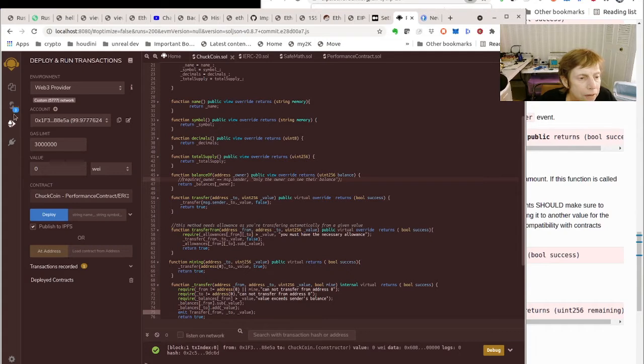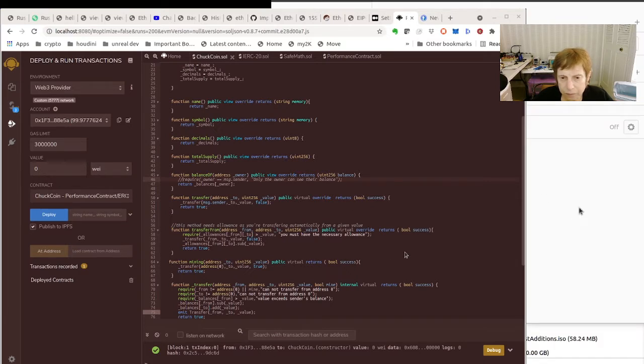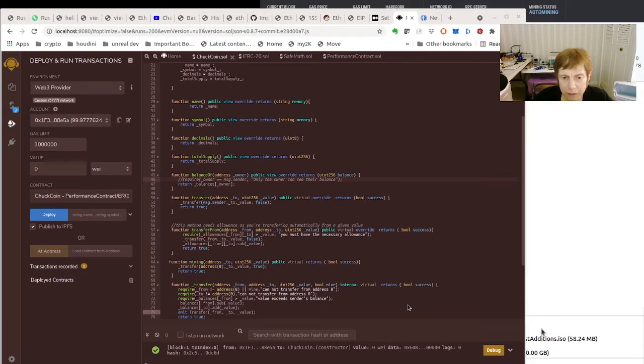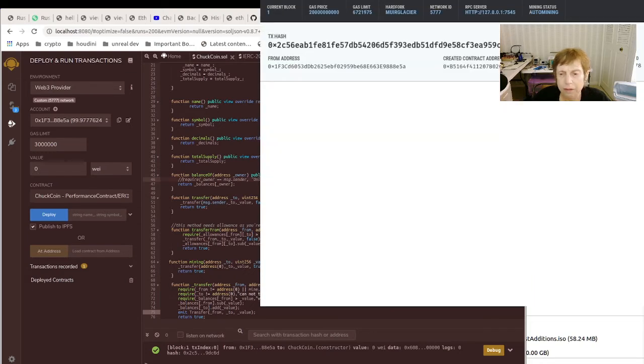We also have Ganache. Let me bring up Ganache so you can see it. Let me do that, because right now you cannot see. Here we go. Here's our Ganache. And you can see it's right here.